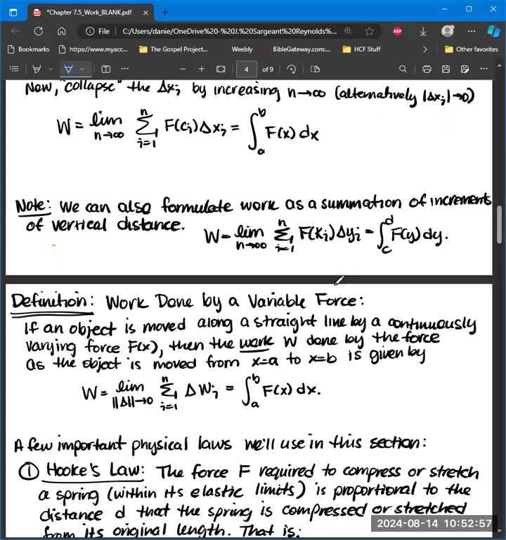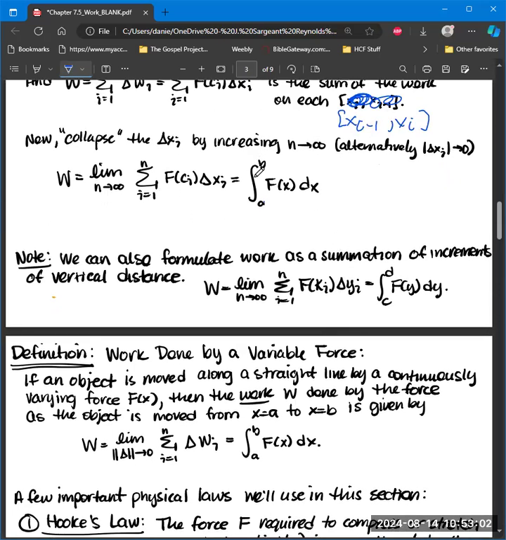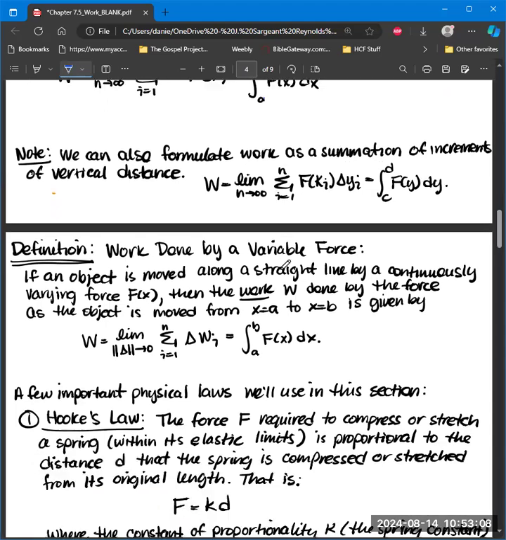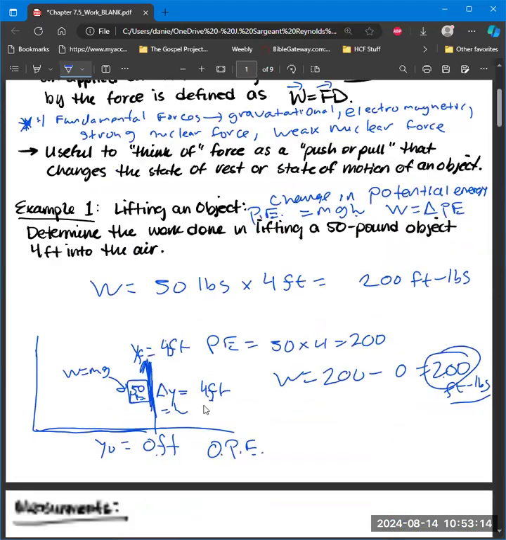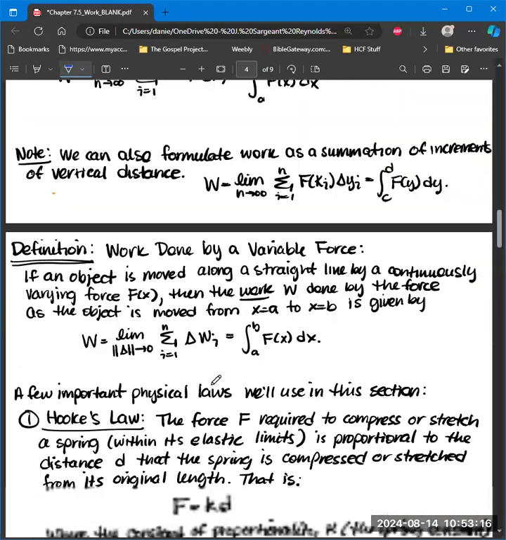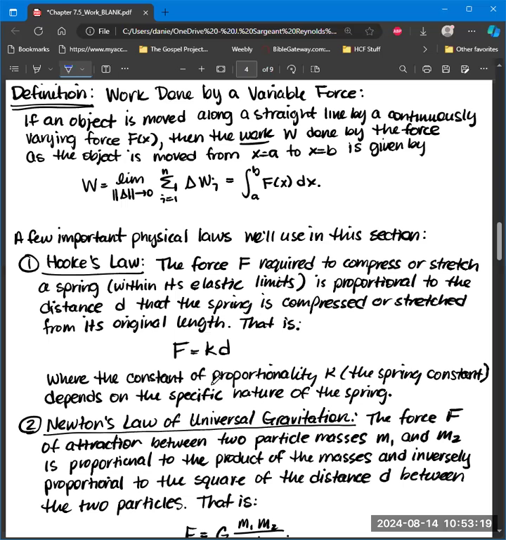You can also formulate work as a summation of increments of vertical distance. So we can just change our variables here from x's to y's, and it works just as well. So I just showed you an example here where work was being done in the vertical plane with potential energy. We'll do some examples where it's being done in the horizontal plane as well. So this is as delta x is going to 0. This is the same thing here as n going to infinity.